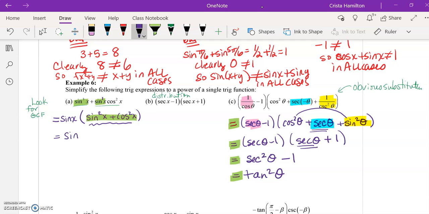You look again to see if there's an obvious substitution at every step. And when I do that, I can do sine of x times 1, and so my final answer is sine of x. Now, I do want to tell you something about this. You can always check your answer.